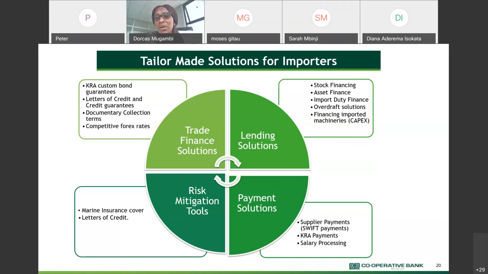Then I go to some of the questions that you asked around how the bank can facilitate, or how we are collaborating with KRA so that we can ensure that those goods have come and their duty has been paid. So in this case, once you get to know you're doing an importation and you have a gap in that you do not have money to settle your KRA charges at that point, what we normally do is we offer what we call an import duty finance.